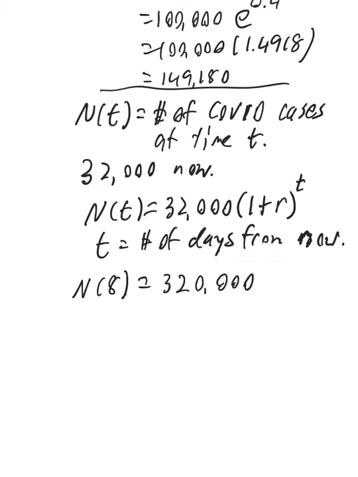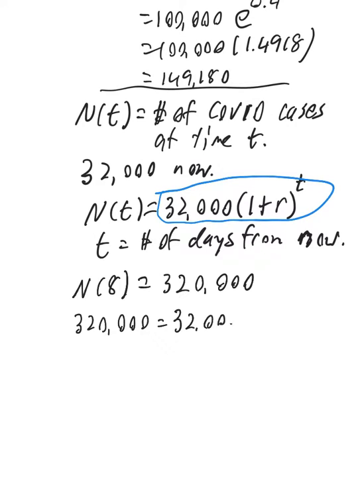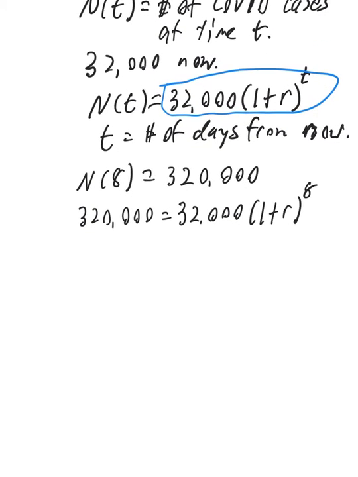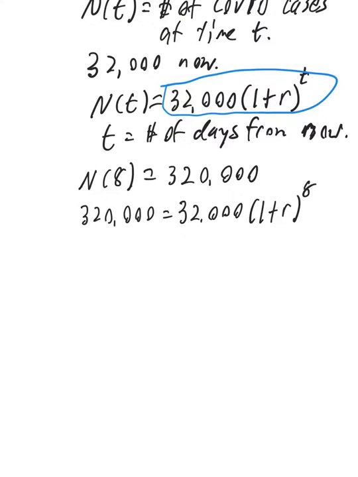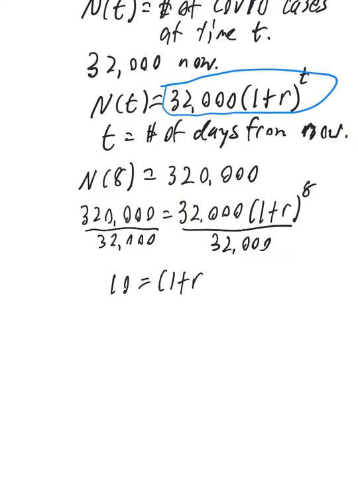If we use that together with an exponential growth equation, we could set that up this way. The 320,000, that's how much we're going to have in 8 days. That's going to be the 32,000 times 1 plus r to the 8th. We can solve this for r, and that would tell us the whole equation. Let's divide both sides by 32,000. So 10 is going to be 1 plus r to the 8th.